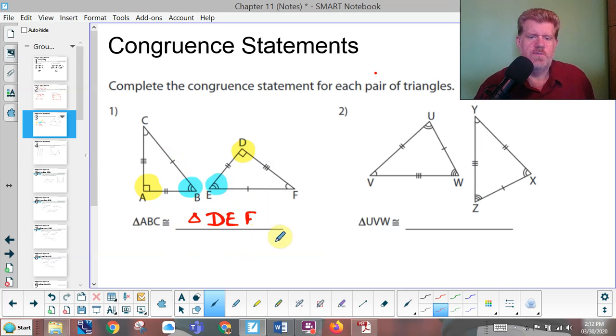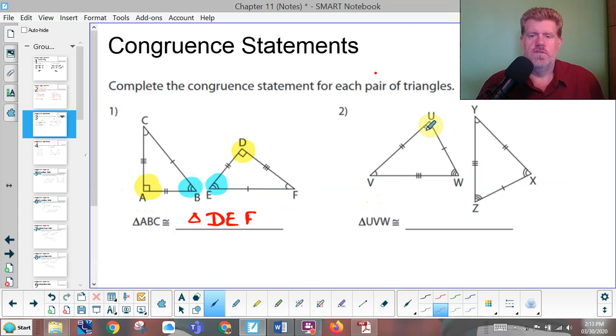Now, if this congruence statement is written correctly, everything in the congruence statement about the triangles is correct. Angle A is equal to angle D. Angle B is congruent to angle E. Angle C is congruent to angle F. Side DE is congruent to side AB. It should always work out that way when you do a congruence statement. Everything has to match up perfectly.